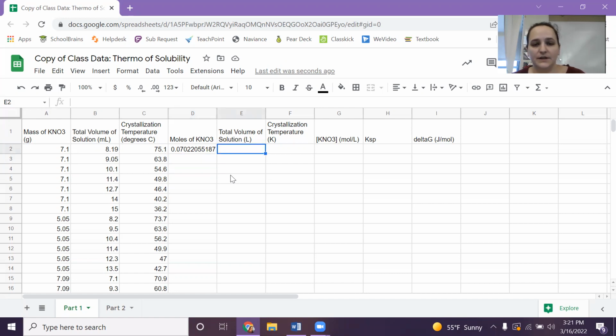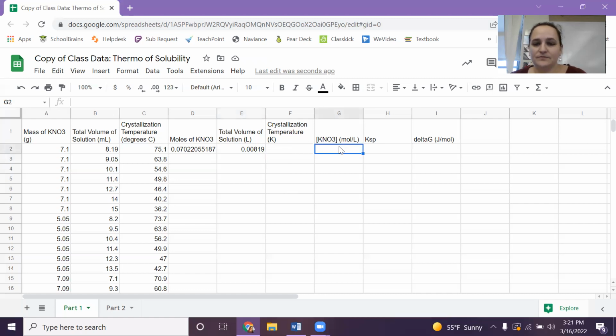The next thing we need to calculate is the total volume of the solution in liters. We've got milliliters over here. So once again, we are going to start with an equal sign and tell it where to go find the number that we want, which is in column B, cell 2, and we are going to divide that now by 1,000. Note that it's making a suggestion here that's not what we want. So sometimes the suggestions are not that great. It thinks it knows what we want, but it is wrong. We're going to divide this by 1,000 to convert milliliters to liters, which we will need going forward.